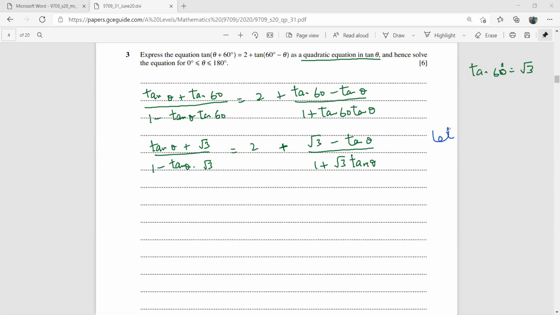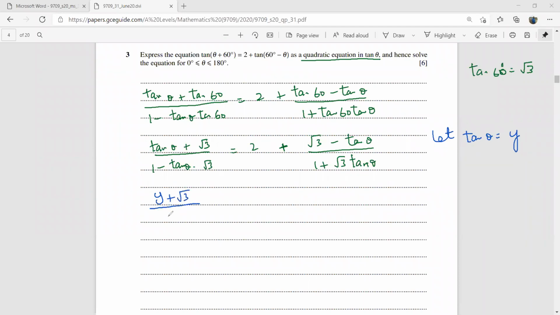So I'm going to tell the examiner uncle that I'm going to put that tan theta right now equal to y. If there was any other ratio, like a sine or a cos, then I shouldn't be introducing this y at this stage. But you see, all of them are tan, so I can change that. So this might make my equation look a bit nicer, okay?